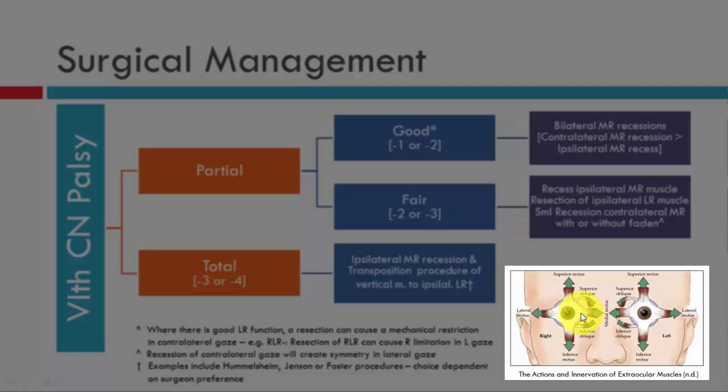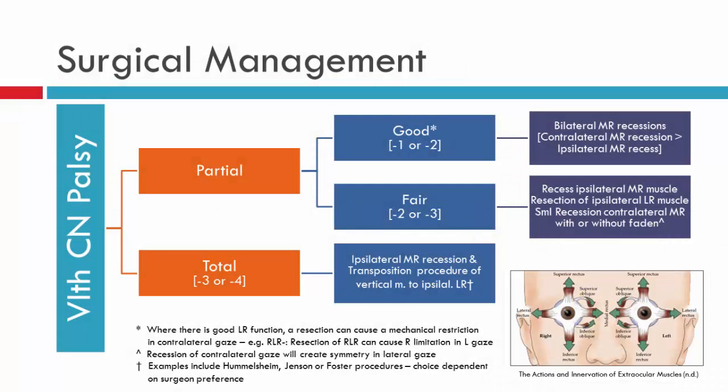Also, if we have total paralysis of the left or the right lateral rectus, then we want to actually transpose part of or all of the superior rectus down here to the lateral rectus and the inferior rectus up here to the lateral rectus to allow it to gain some abduction function. And a reminder that when you find contracture of this medial rectus, you must recess it so that you can gain as much abduction function as well.